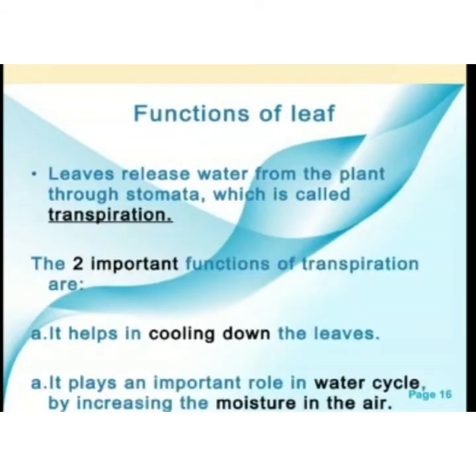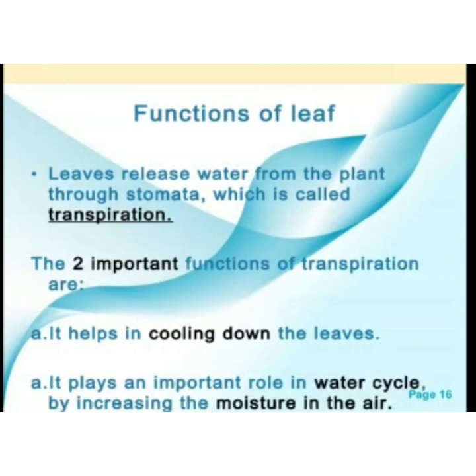Now, functions of a leaf. What are the main functions of a leaf? Leaves release water from the plant through stomata. You all know that in a leaf stomata are present, and these are the main part by which atmospheric CO2 comes inside, and the oxygen made by the plant comes out into nature. Leaves also release some amount of water through the stomata. This process is called transpiration.